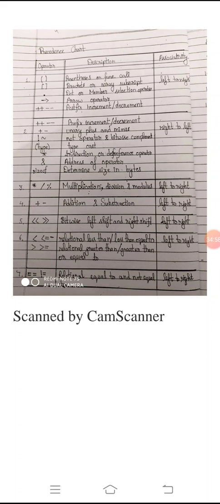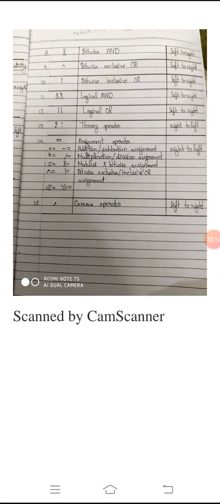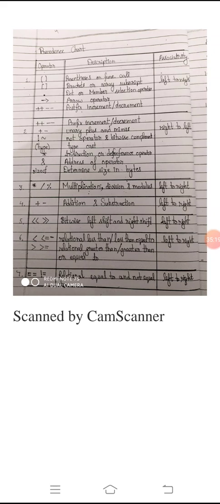Precedence and associativity have been divided across all the types of operators, showing at what level each operator resides. We will understand this with the help of this table. What is the associativity of each and every operator? We can understand this with the help of this table.